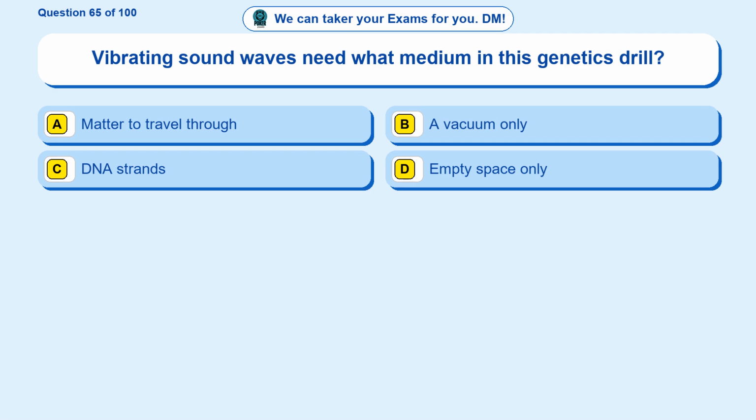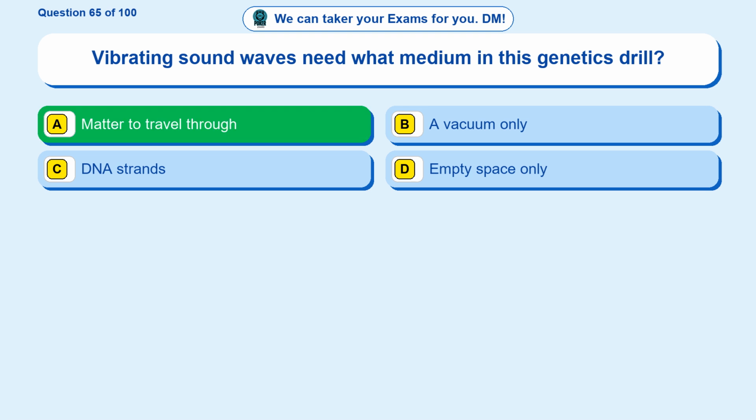Question 65. Vibrating sound waves need what medium in this genetics drill? Option A, matter to travel through. Option B, a vacuum only. Option C, DNA strands. Option D, empty space only. The correct answer is option A.